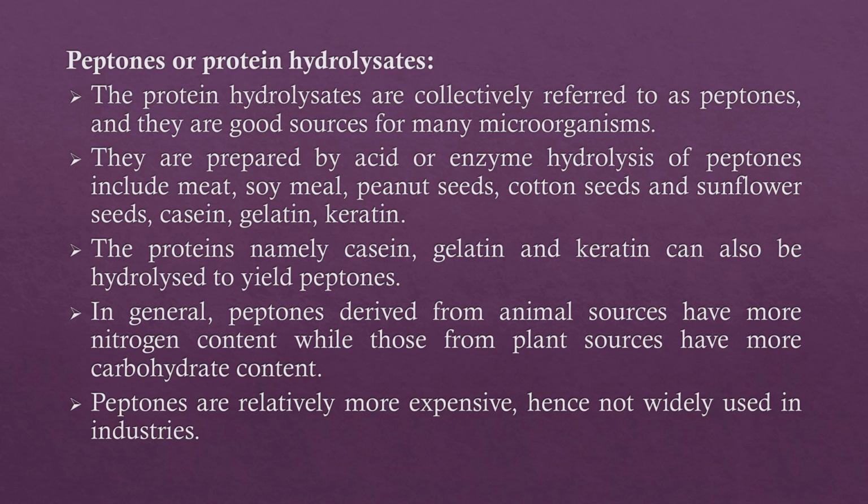Next one is peptones or protein hydrolysates. The protein hydrolysates are collectively referred to as peptones, and they are a good source for many microorganisms. They are prepared by acid or enzyme hydrolysis of materials including meat, soy meal, peanut seeds, cotton seeds, sunflower seeds, casein, gelatin, and keratin. The proteins, namely casein, gelatin, and keratin, can also be hydrolyzed to yield peptones. In general, peptones derived from animal sources have more nitrogen content, while those from plant sources have more carbohydrate content. Peptones are relatively more expensive, hence not widely used in industries.